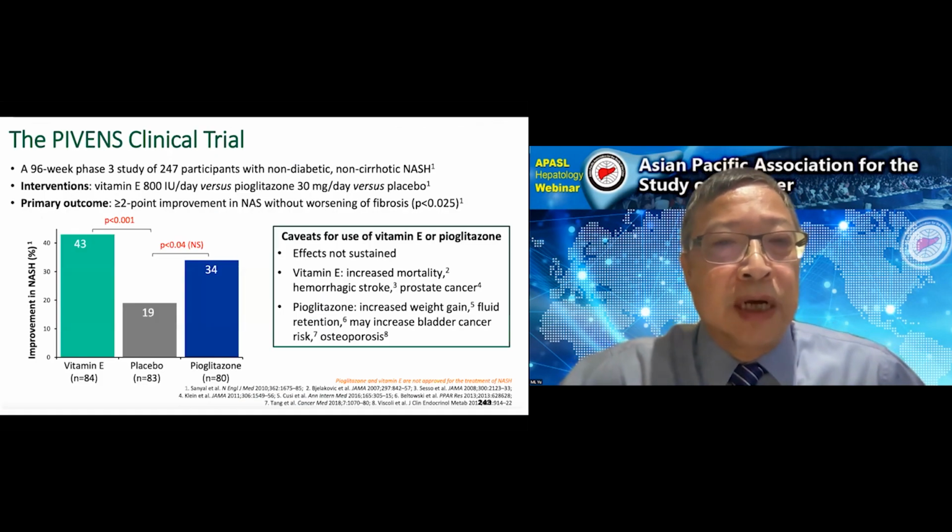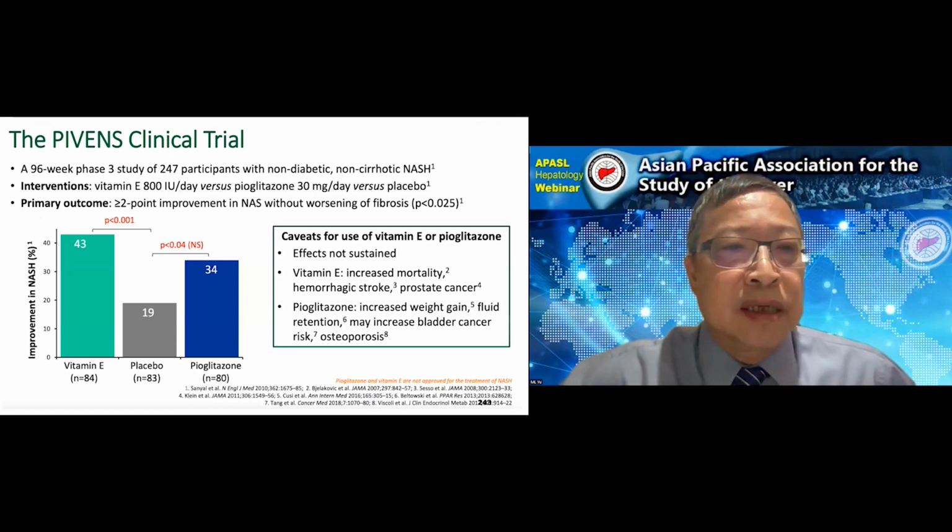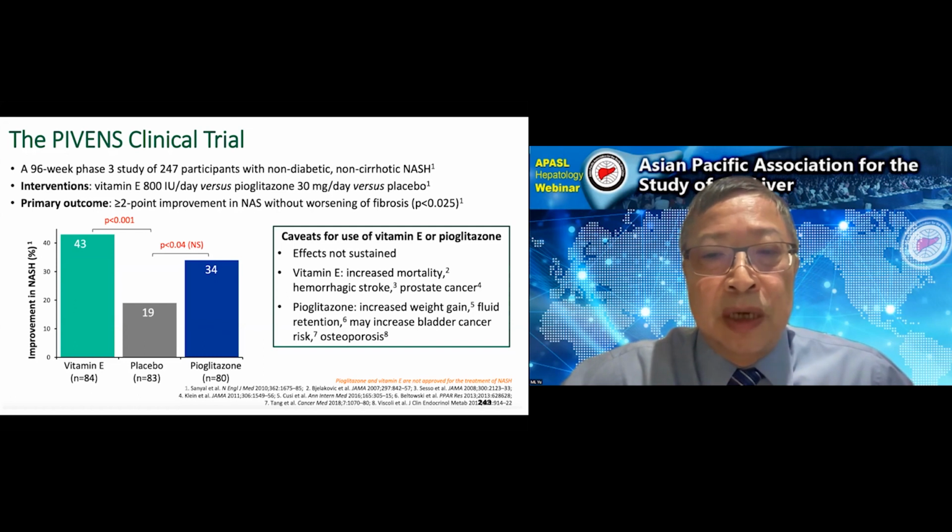So looking at the large-scale phase 3 trial, 96 weeks of vitamin E 800 IU per day or pioglitazone 30 milligram per day versus placebo, you can see the primary outcome, a 2-point or more improvement in NASH score without worsening of fibrosis, was achieved in 43% of patients with vitamin E, 34% of patients with pioglitazone, but only 19% in the placebo control. However, the use of vitamin E has an increased risk of mortality, hemorrhagic stroke, and prostate cancer. And the use of pioglitazone might have the risk of increased body weight, fluid retention, urinary bladder cancer, and osteoporosis.